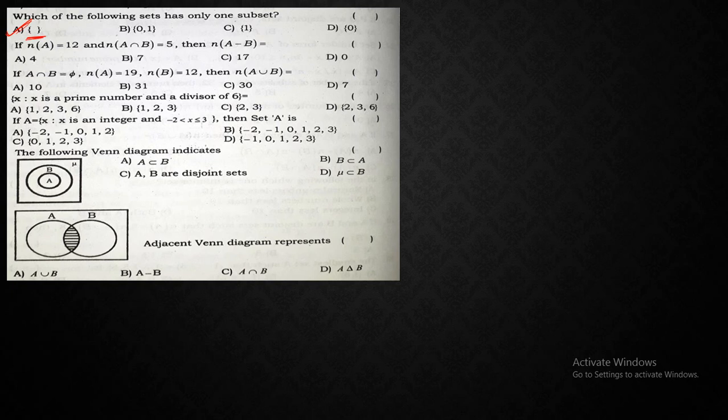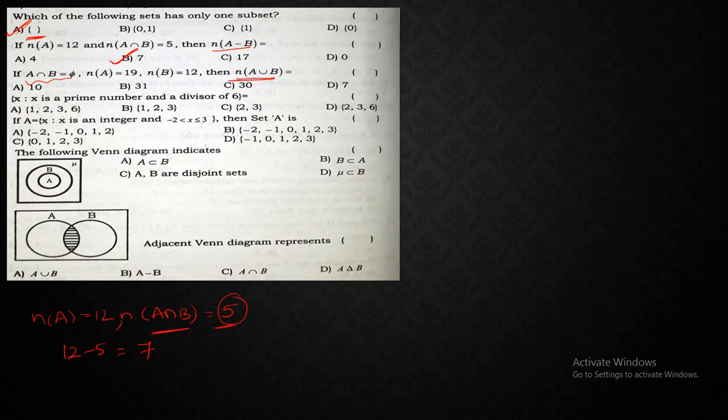Next, n of A is equal to 12, n of A intersection B is equal to 5. Now he is asking n of A minus B. So how many elements are common here? There are 5 elements common. Those 5 elements I need to subtract from 12. So what is the answer then? 12 minus 5 is 7. So the answer is 7.